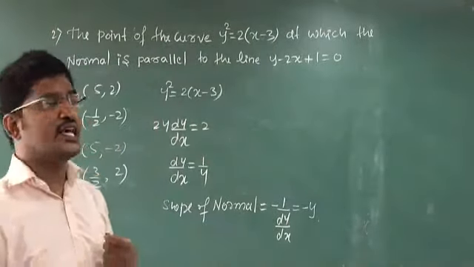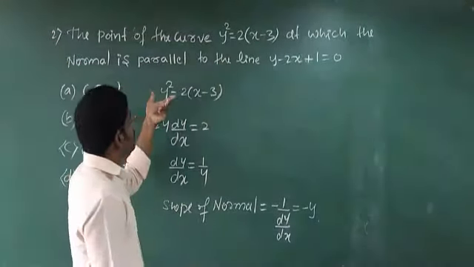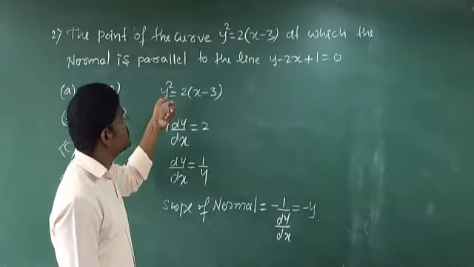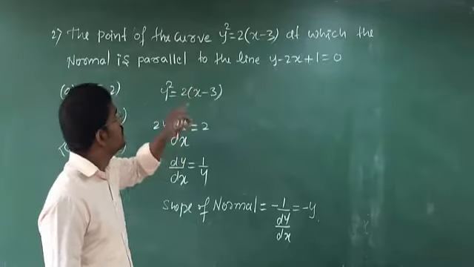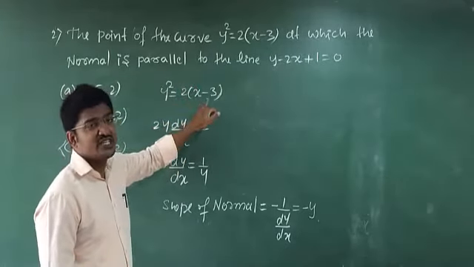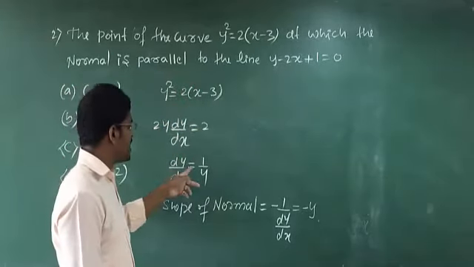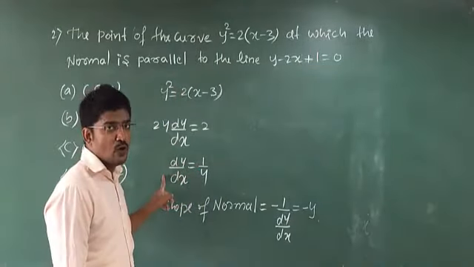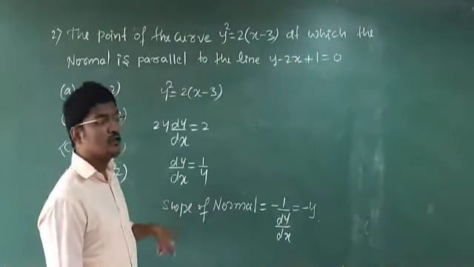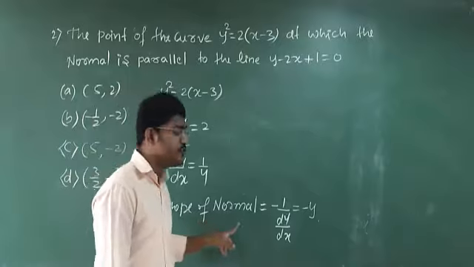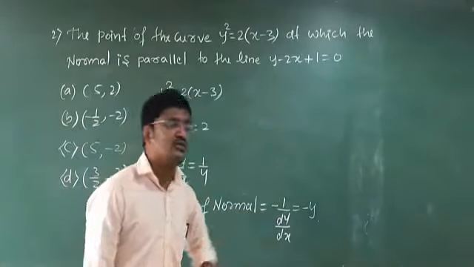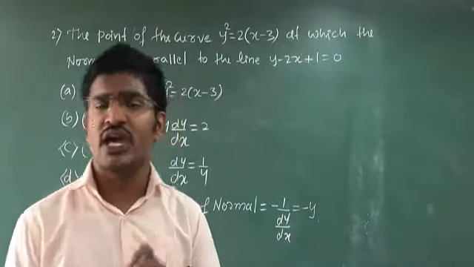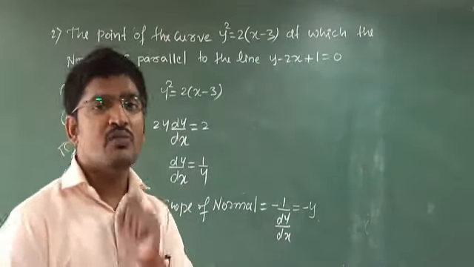So for that reason, I am finding slope of normal by differentiating y square equal to 2 times of x minus 3. Clear? If I differentiate, I get dy by dx equal to 1 by y. This is slope of tangent. Using that slope of tangent, I will find slope of normal. Minus 1 divided by dy by dx, that will be equal to minus y. So minus y is slope of normal.